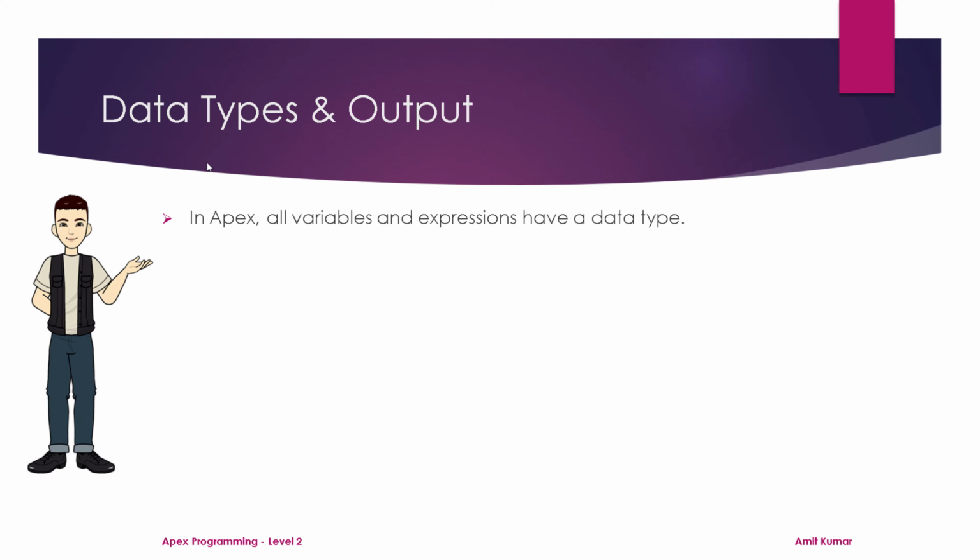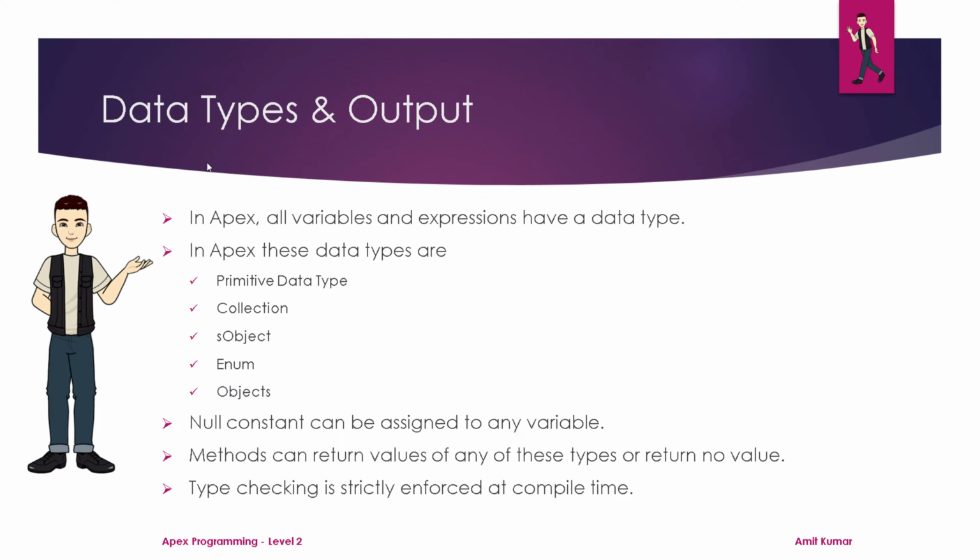In Apex, all variables and expressions have a data type. These data types are primitive data type, collection, Salesforce object or sObject, enum, or any objects. The null constant can be assigned to any variable, and if we don't assign any value to them, by default null will be assigned to them. When we create methods, methods can return values. What methods are, how we create them, and how we return values from them is something we will discuss later down the line.